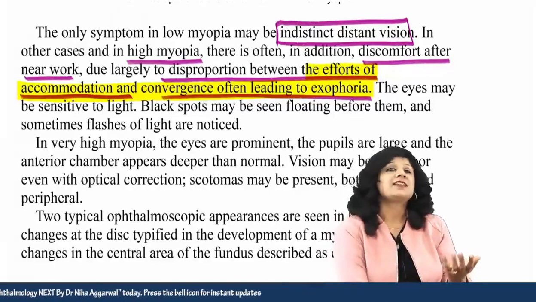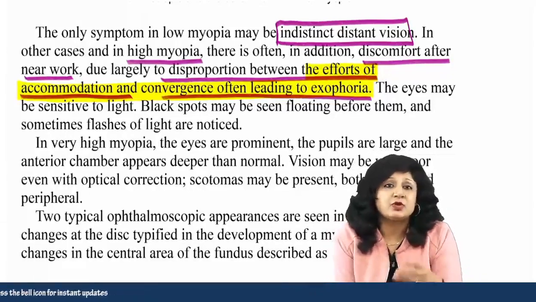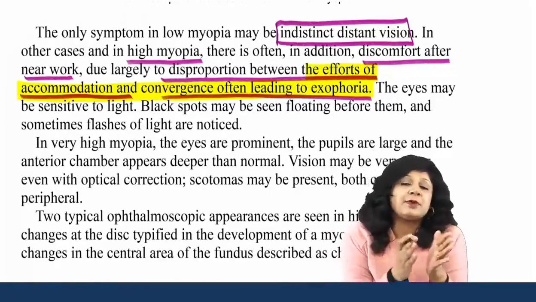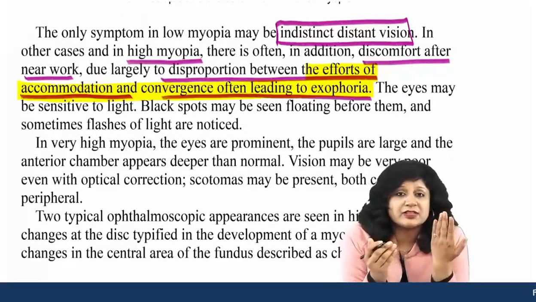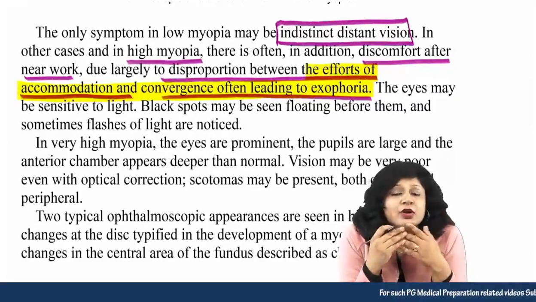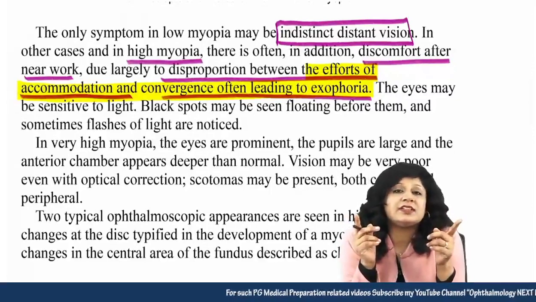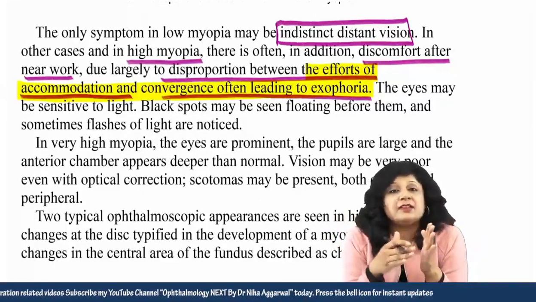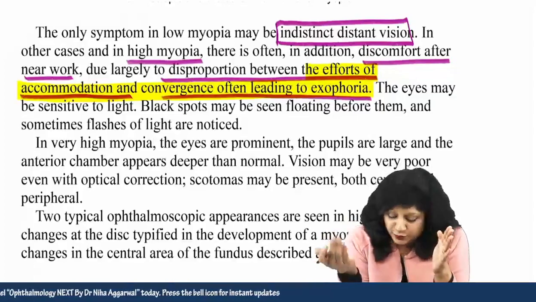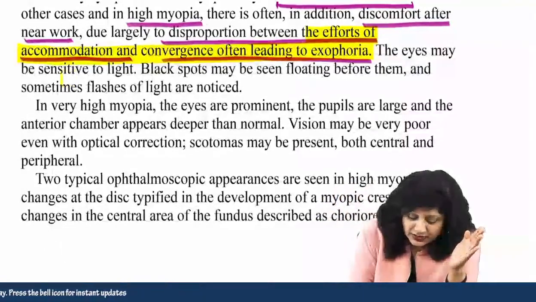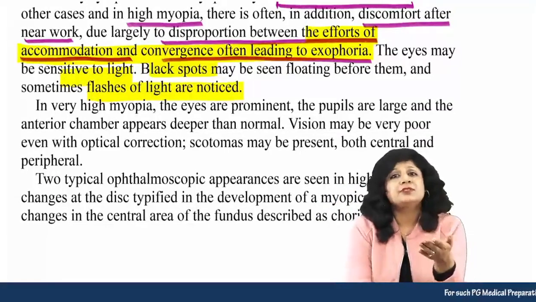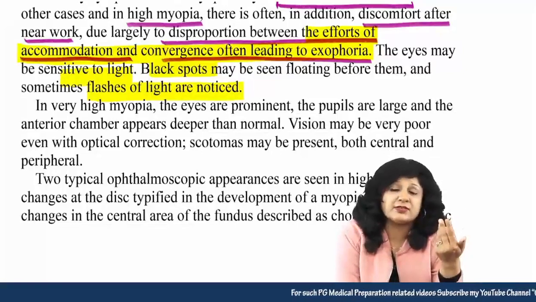That is why we say that in cases of high myopia, it is always good to preferably undercorrect, because there will be a disproportion between the efforts of accommodation and convergence, and therefore the diverging lenses will lead to a tendency of exophoria. Hypermetropes have a tendency of eso, and myopes have a tendency of exophoria. The eyes may be sensitive to light, black spots may be seen, and sometimes flashes of light are also seen. So there are more symptoms in cases of high myopia.